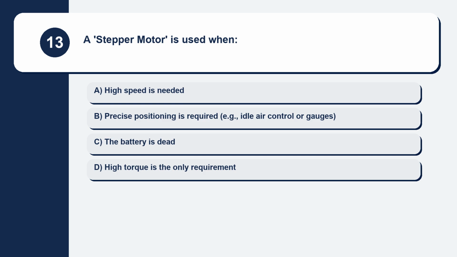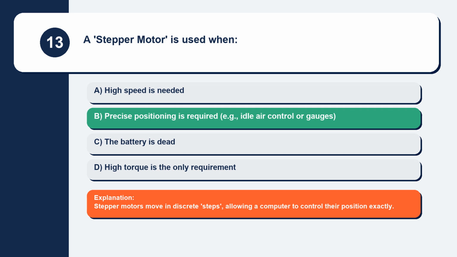Question 13. A stepper motor is used when high speed is needed. Precise positioning is required, for example idle air control or gauges. The battery is dead. High torque is the only requirement. Stepper motors move in discrete steps, allowing a computer to control their position exactly.